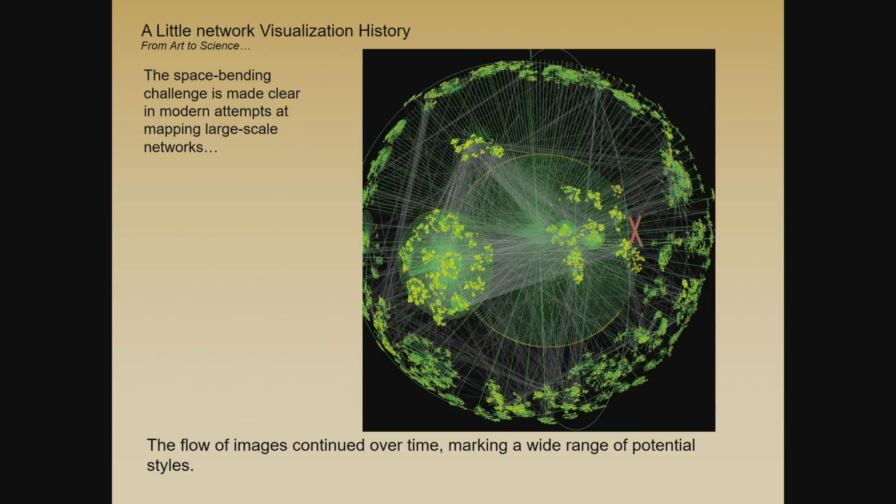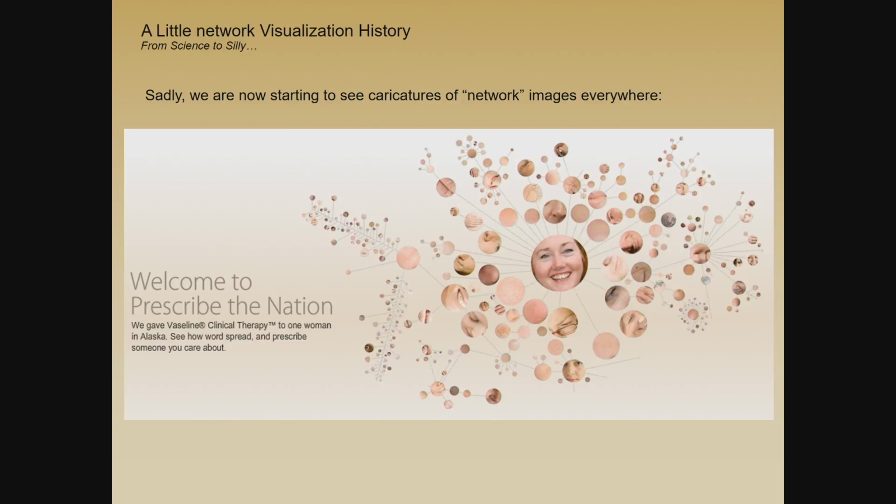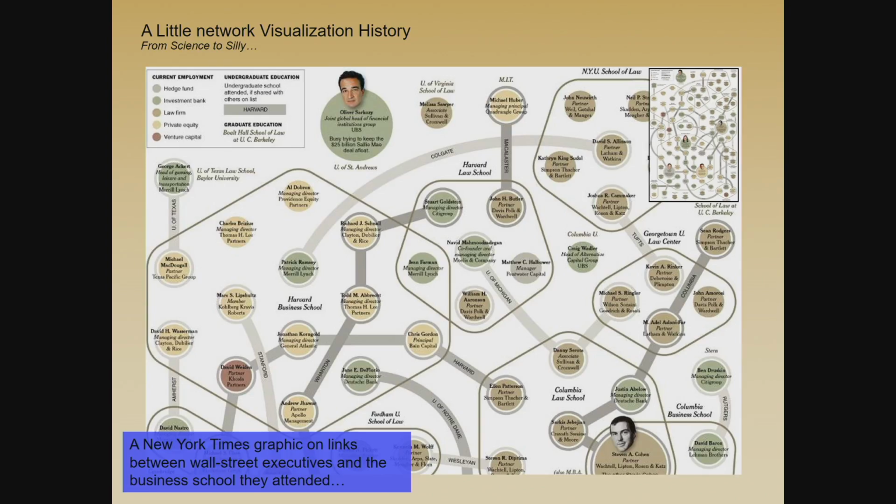This is just a beautiful picture that came out of some early work on trying to map the internet. Of course, with the rise of networks recently, these things have gone from even artistic to now kind of silly. So this is an ad for hand lotion. And the idea is that this person is very happy, and she tells all her friends who tell her other friends and so forth, and there you go. They show up in popular culture from time to time. This is a New York Times image of business school leaders on Wall Street and the schools they went to.